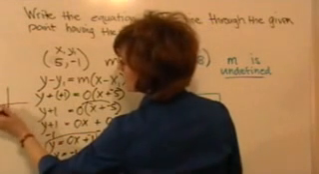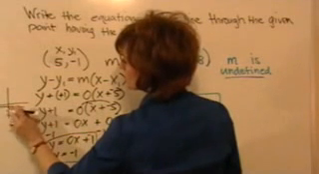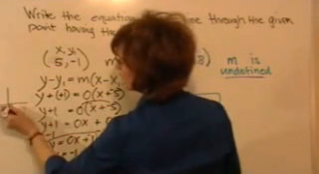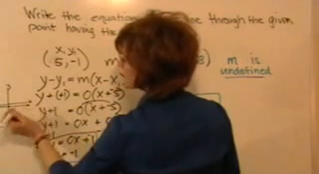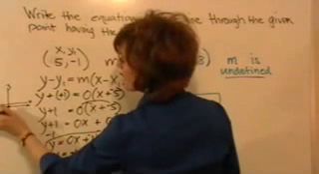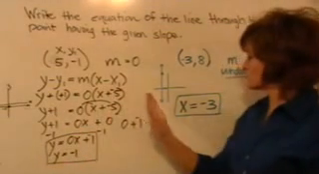Y is -1. I told you it was a horizontal line going through, sorry about that, this is the y, this is the x. It's going through the y at -1, literally. Going through just the y. This one only goes through the x.